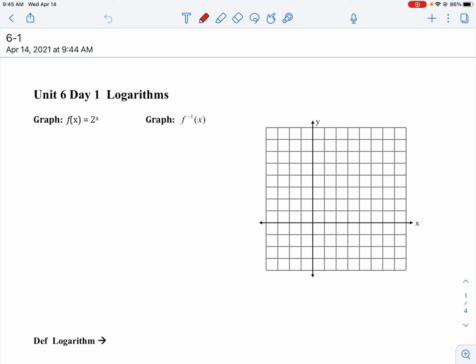Let's graph this equation right here. Okay, so this is an exponential function here. Okay, and so it's asking us to graph this guy. So the easiest way to do that, okay, is to plug it into your y equals. Go to your table and get some values that we can utilize to put on the graph.